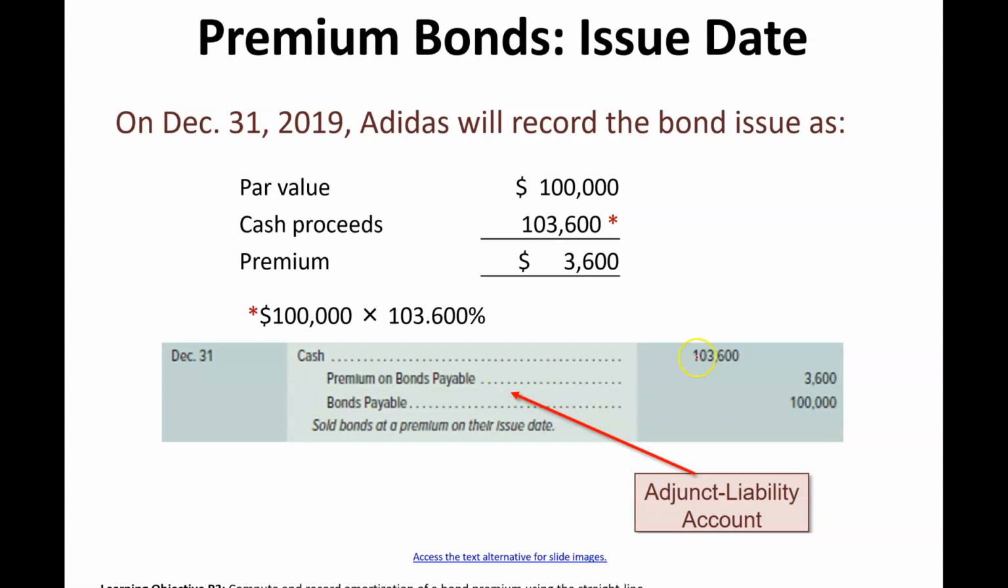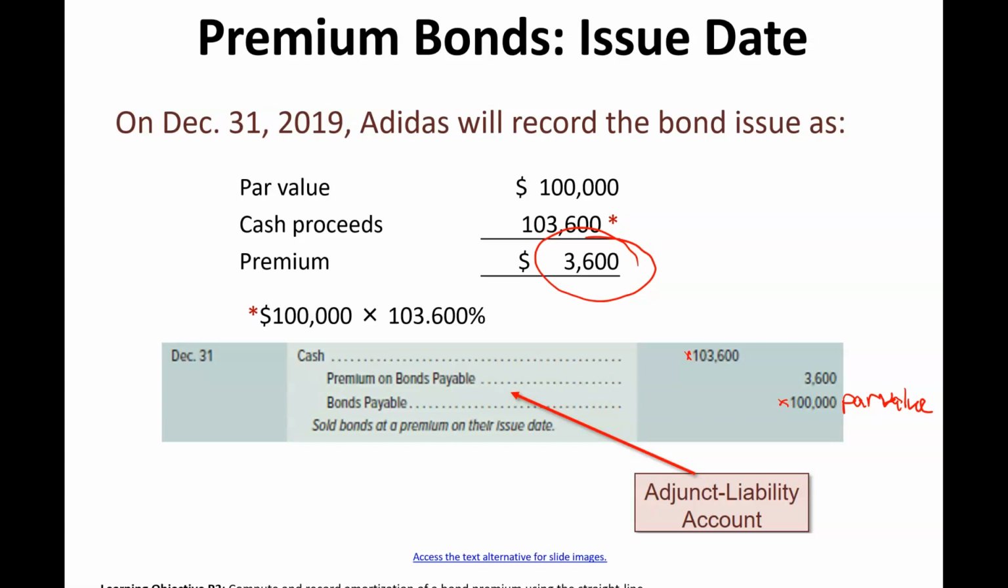We will receive, now this is the interesting part, we will receive $103,600, which is the premium. Now instead of having a discount of the $3,600, we have a premium of the $3,600. At maturity, in 2 years, we will give them only $100,000. We only give them the par value. So we're going to give them the par value, but they gave us a premium. They gave us $3,600 more.